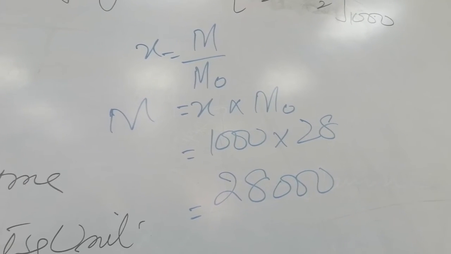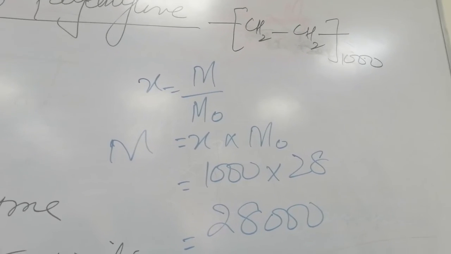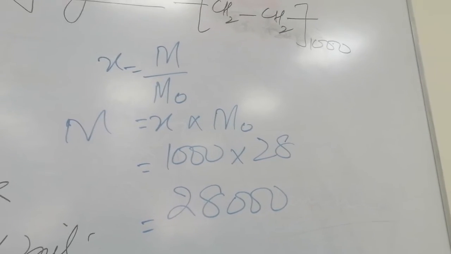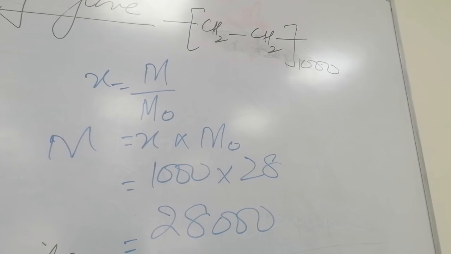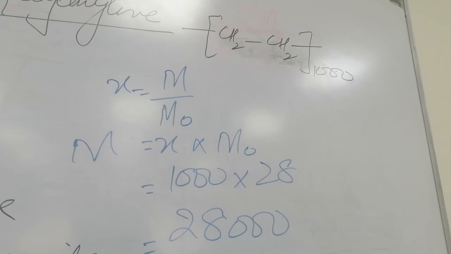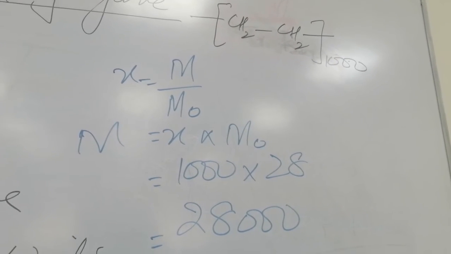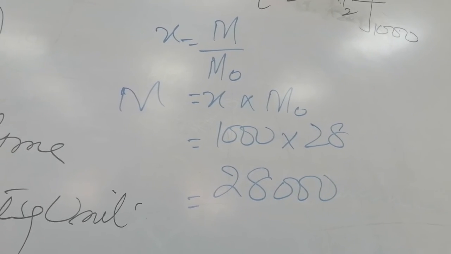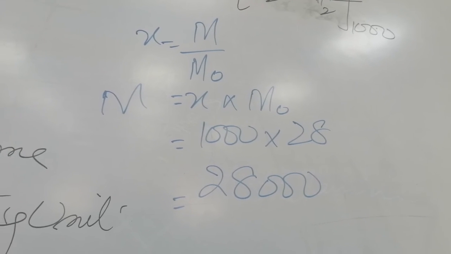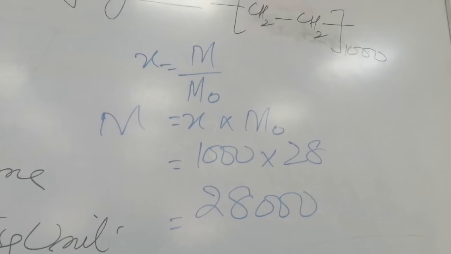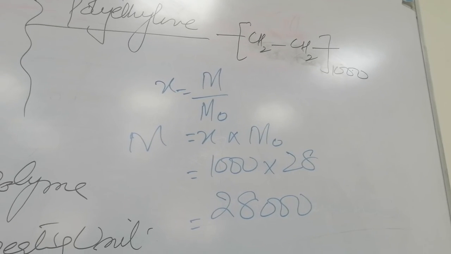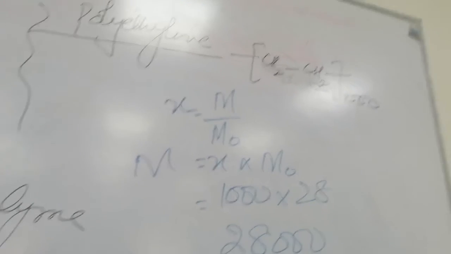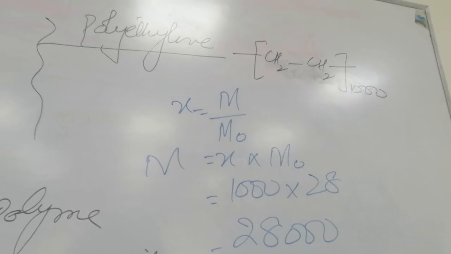By putting in the value of X, which is 1000, given in the formula at the subscript of the square bracket, since the degree of polymerization is always mentioned at the subscript of a square bracket, and M0, the molecular mass of the repeating unit, which is 28, we multiply 1000 by 28 and end up with 28,000. It means the molar mass of that polymeric chain is 28,000. So this is how you can find the degree of polymerization and molar mass in the simplest way.